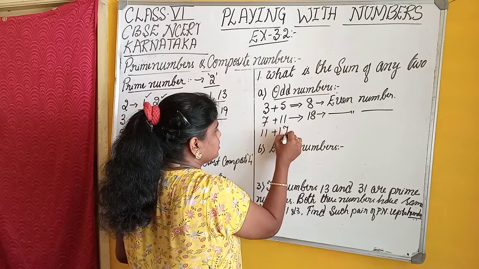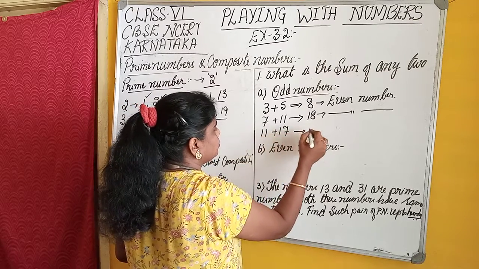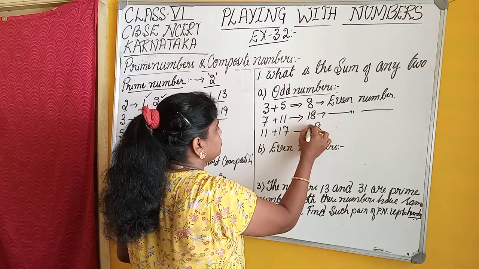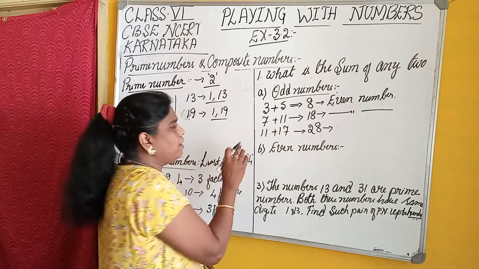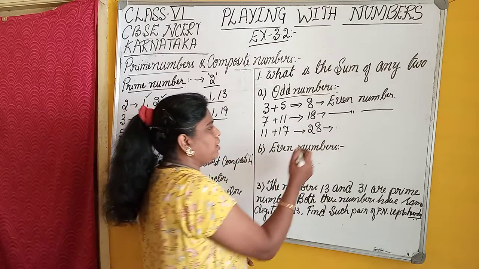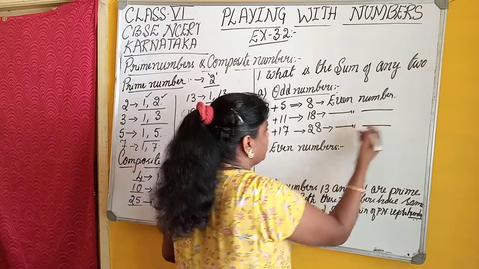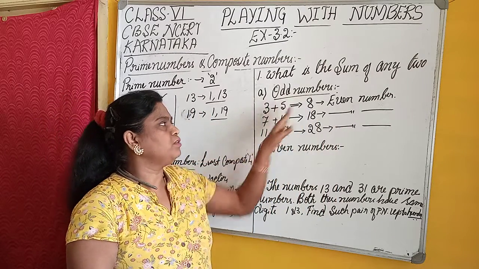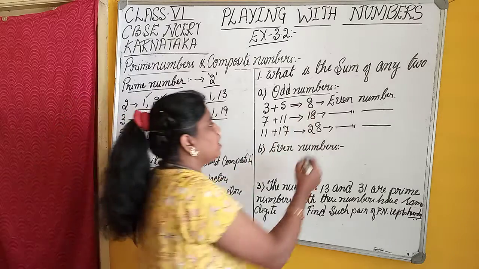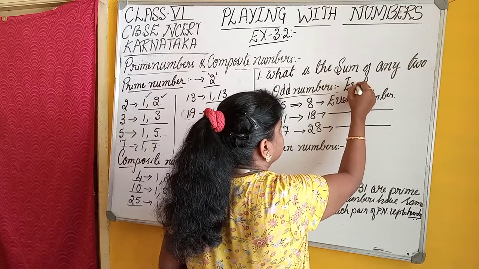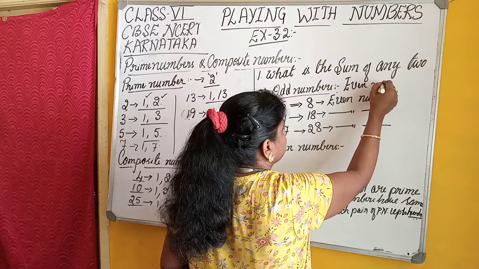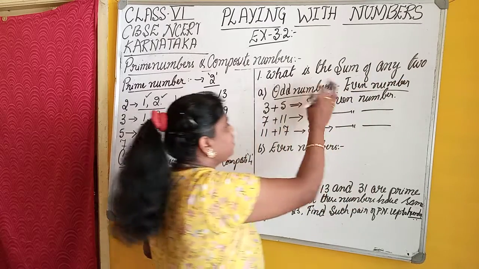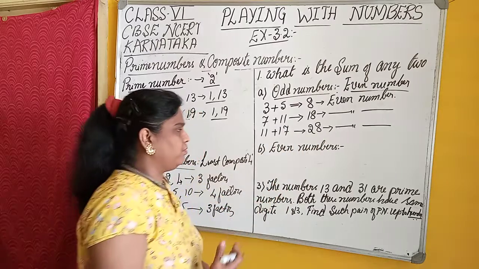Let's move on to the next. 11 plus 17 equals 28. That is also an even number. From these examples, we came to know that when we add any 2 odd numbers, we will get an even number. Okay, students? Children, are you getting it? When we add any 2 odd numbers, we will get an even number.